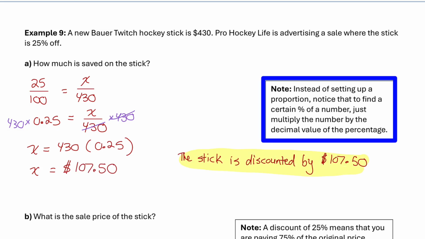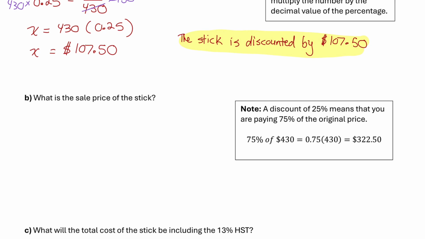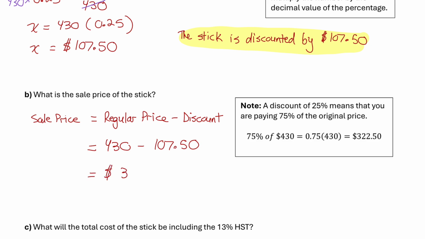And now hopefully you notice a shortcut to finding a percentage of a number. Instead of having to set up a proportion, you can just find a certain percentage of a number by multiplying the number by the decimal value of the percentage. So all we had to do for this question was multiply 430 by 0.25. And now part B says, what would be the sale price of the stick? Well, to get the sale price, I just have to take the regular price and subtract the discount. So the regular price was $430, and I have to subtract the discount of $107.50. And that gives me a sale price of $322.50.